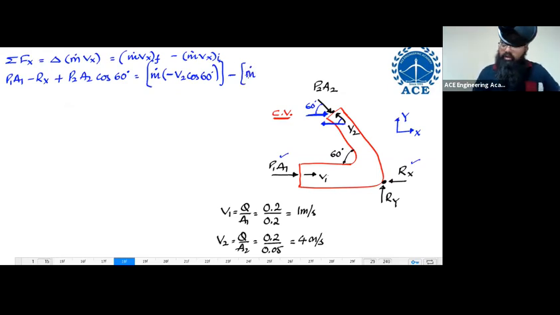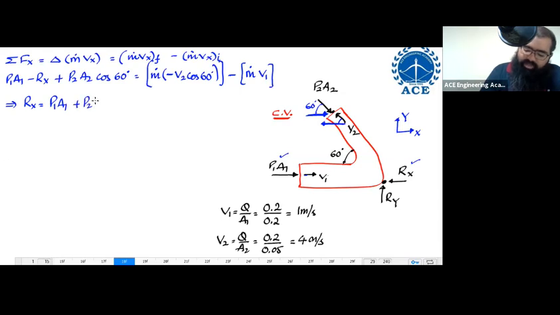Next, m dot. What is velocity in x initial? Velocity in x initial is positive only. So V1 is equal to V1 over here. This is what I'm having. Okay, this is the total equation I'm having. Now from here, I want only the value of Rx. If I want only the value of Rx, I can write Rx is equal to, take Rx on one side, P1A1 plus P2A2 cos 60.